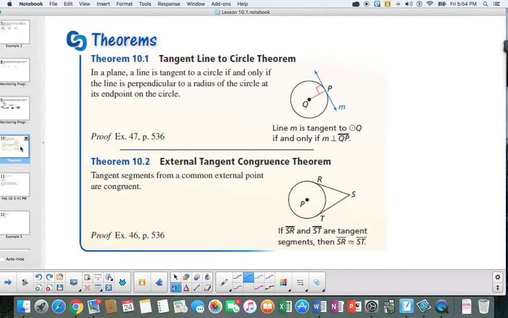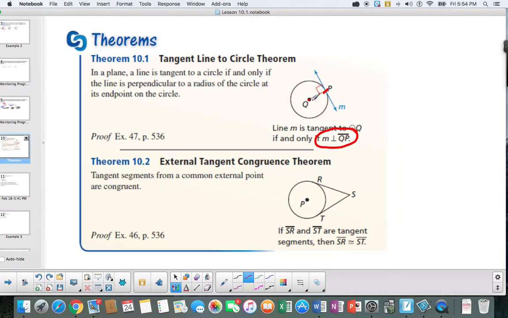We have two tangent theorems in this lesson. The first one is the tangent line to a circle theorem. And it says that when you have a tangent line, you can draw a radius to that tangent line at that one particular point, and that is going to be perpendicular. It's going to make a right angle. And that's because this is the shortest path.